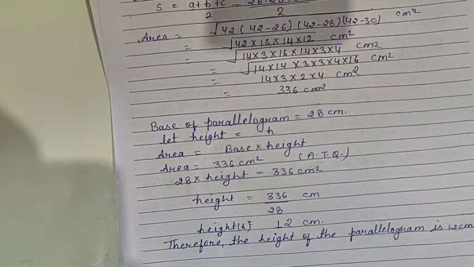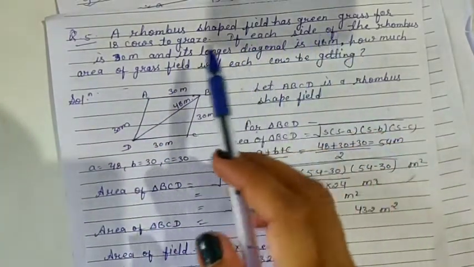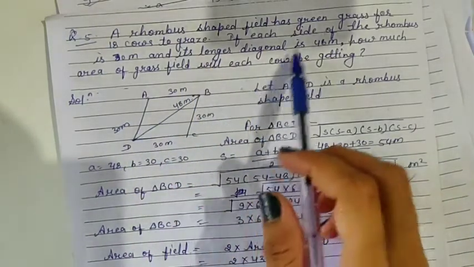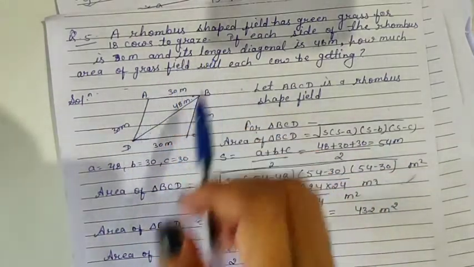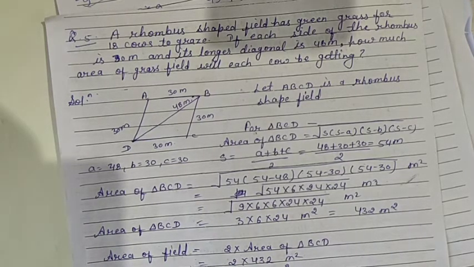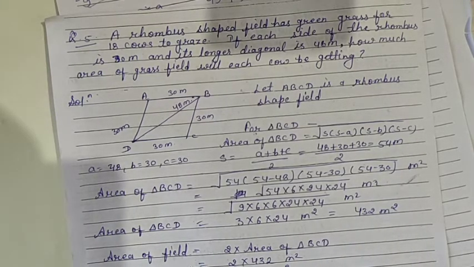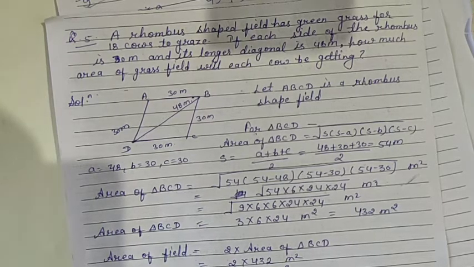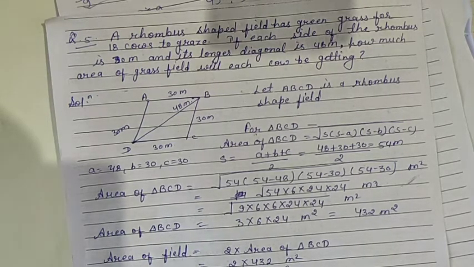Okay students. Now question number 5. A rhombus shaped field has green grass for 18 cows to graze. If each side of the rhombus is 30 meter and its longer diagonal is 48 meter, how much area of grass field will each cow be getting? A rhombus shaped field is given and each side is 30 meter, and its longer diagonal is 48 meter, and this area is for 18 cows, and we have to find the area for each cow.